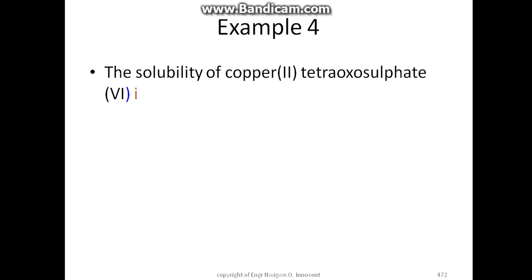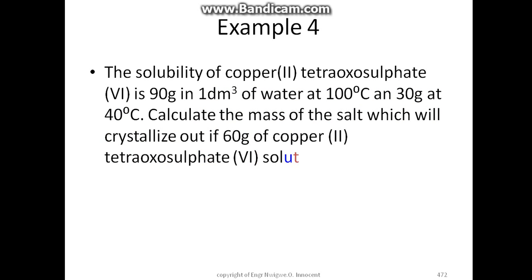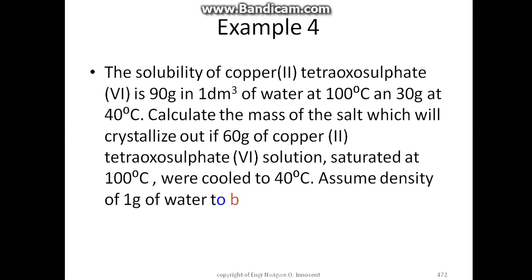Example 4. The solubility of copper(II) tetraoxosulfate(VI) is 90 gram in 1 dm cube of water at 100 degrees centigrade and 30 gram at 40 degrees centigrade. Calculate the mass of the salt which will crystallize out if 60 gram of copper(II) tetraoxosulfate(VI) solution saturated at 100 degrees centigrade were cooled to 40 degrees centigrade, assuming density of 1 gram of water to be 1.00 gram per cm cube.